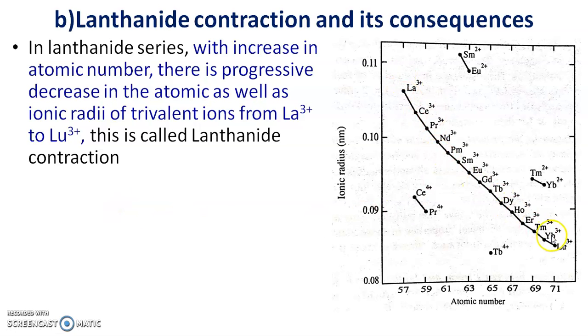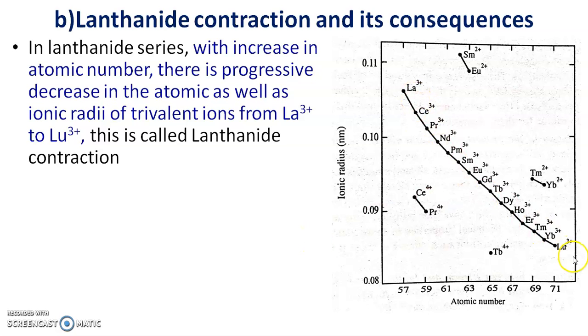Now consider this graph, where atomic number is plotted versus ionic radius of the lanthanide ions. From lanthanum +3 to lutetium +3, the ionic radius of the tripositive ion gradually and steadily decreases. Not only for +3 ions, but for +2 as well as +4 ions, there is a gradual decrease in ionic radii. So this is called lanthanide contraction.